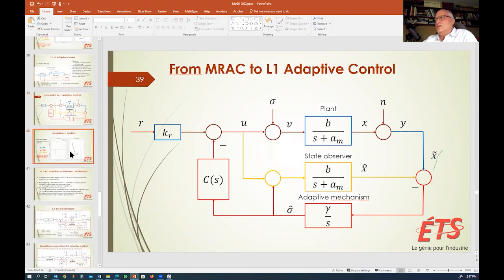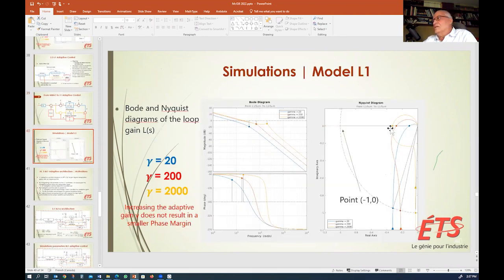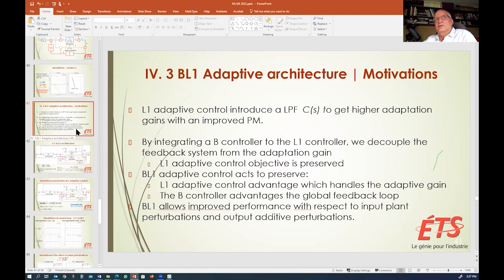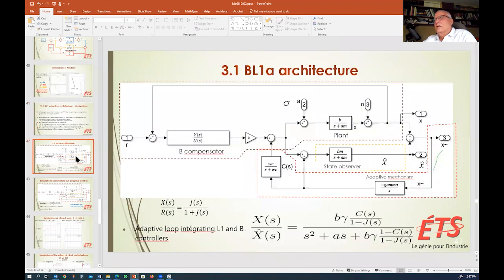Doing that, we get interesting results. You can see that this time, when you increase the gain, you have a better phase margin, which is great. In fact, the whole design of the F1 planes has been restarted completely by introducing the L1 method, because the adaptation showed to be very, very interesting. So now, how to introduce this new controller to my architecture? There are many ways to do it.